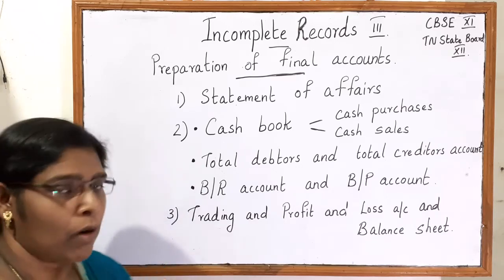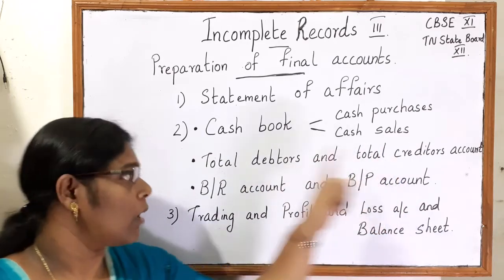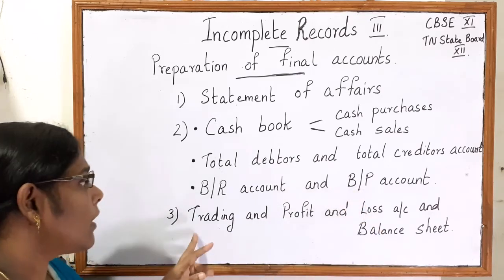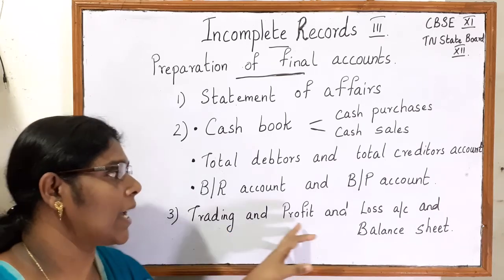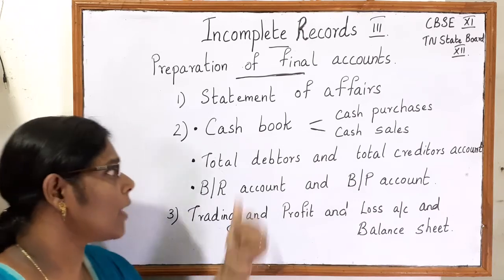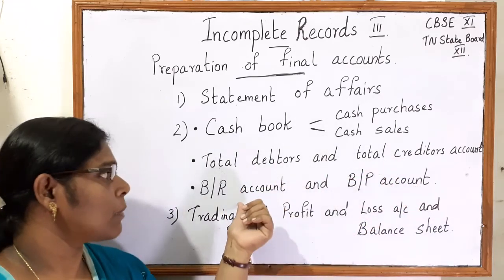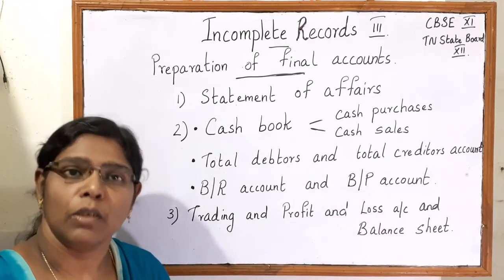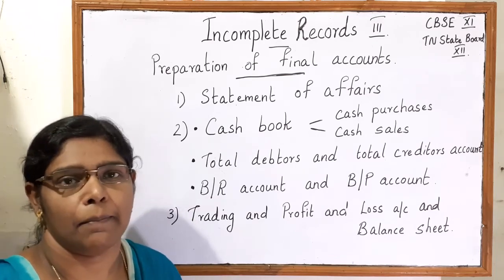So these things can be found out by preparing the total debtors account, total creditors account, bills receivable account and bills payable account. When we find all these missing figures, then we can go to the last step, that is trading and profit and loss account and balance sheet. So in this class, what we are really going to learn is how to prepare the total debtors account, total creditors account, as well as bills receivable account and bills payable account. So we have different formats. We will see that, and we will also work out a few problems for better understanding.